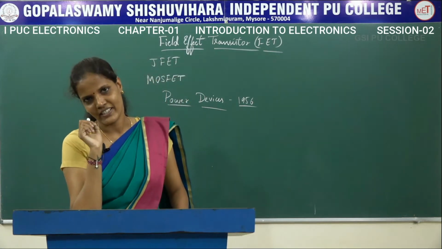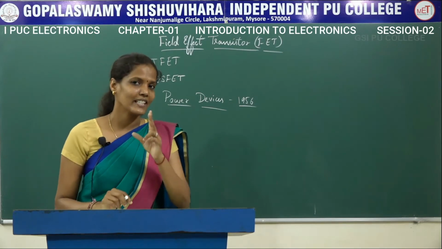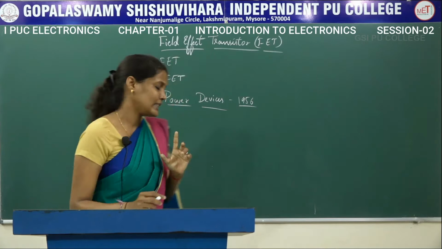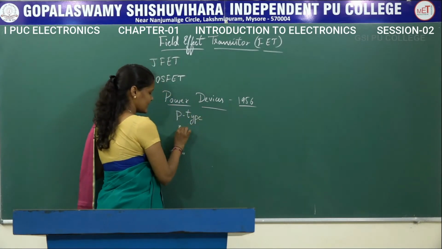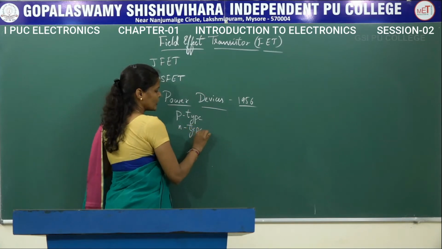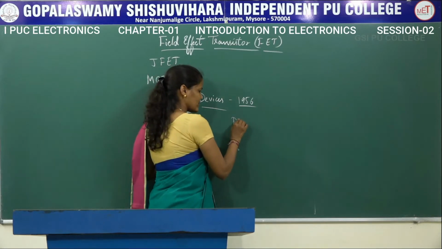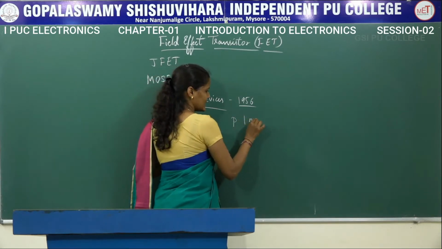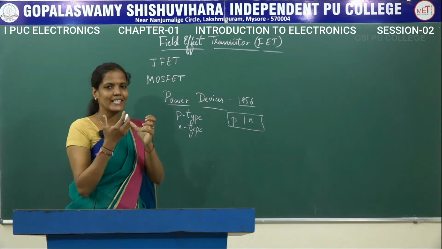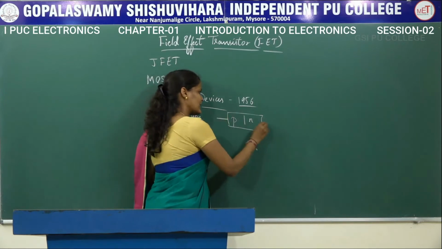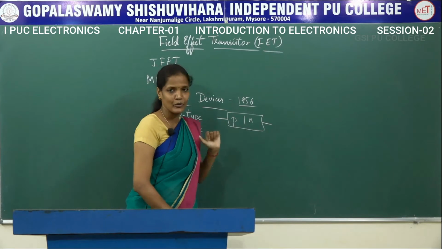All the semiconductor devices are made up of semiconductor materials. There are two types of semiconductor materials, that is P-type semiconductor and N-type semiconductor. When I am going to construct a simple diode, I have to use one P-type semiconductor and one N-type semiconductor. When I combine one P-type with one N-type semiconductor, I get a diode with two terminals, and those terminals are named anode and cathode.